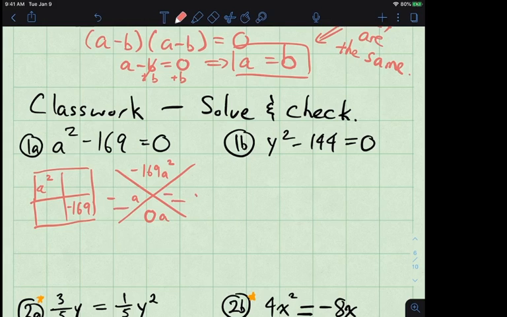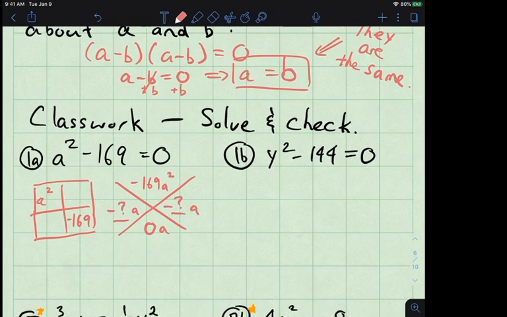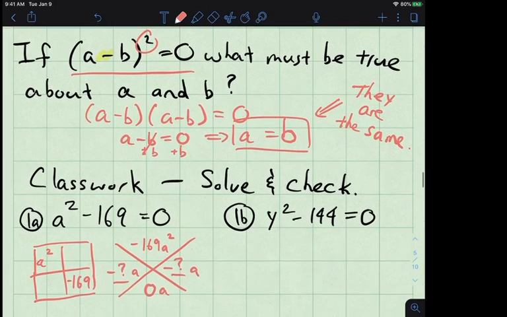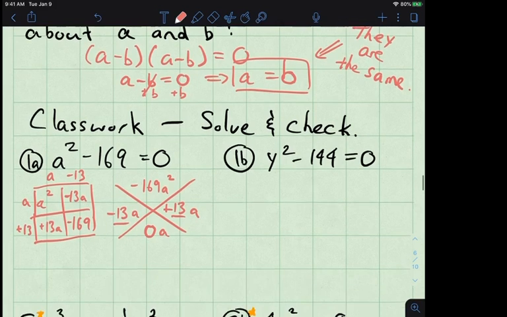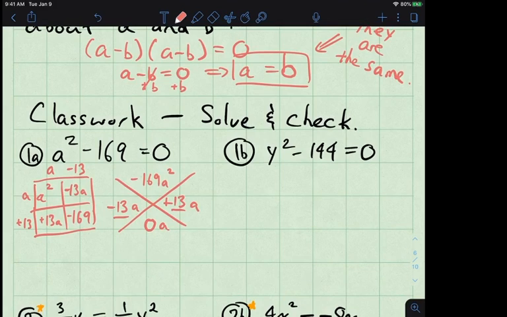We think about, okay, these ones have to be opposites, because that's like this first rule we went over. So we think about two numbers that add up to 0 but multiply to negative 169a squared. This one does end up being a perfect square, which means the missing number here is 13. Positive 13a, negative 13a. This one looks like a minus 13 times a plus 13 equals 0.